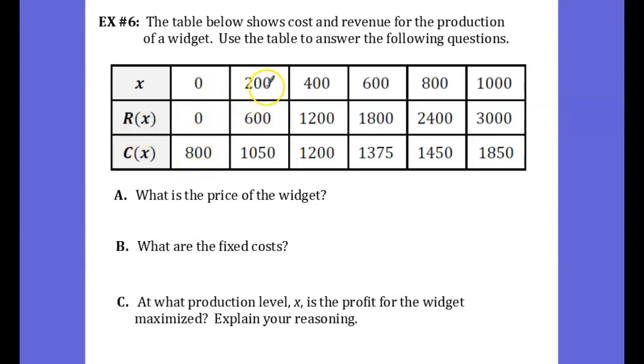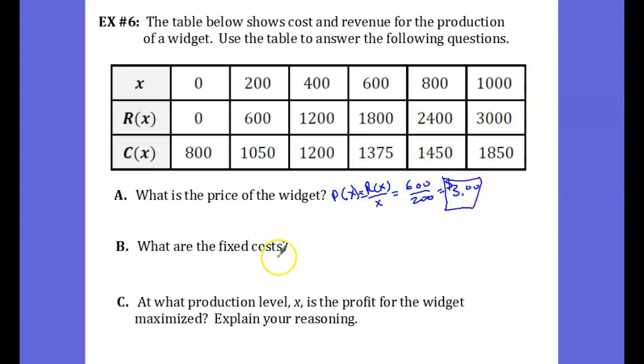But let's look at the next point here, 200. If 200 widgets are produced, the revenue is 600. And so it stands to reason then that our price, P of X, is going to be the revenue divided by X. And so if we were to do 600 divided by 200, we would get $3 per widget. And that actually is consistent. 1200 divided by 400 is 3. 1800 divided by 600 is 3. 2400 divided by 800 is 3. 3000 divided by 1000 is 3. So $3 is going to be the price of one widget.